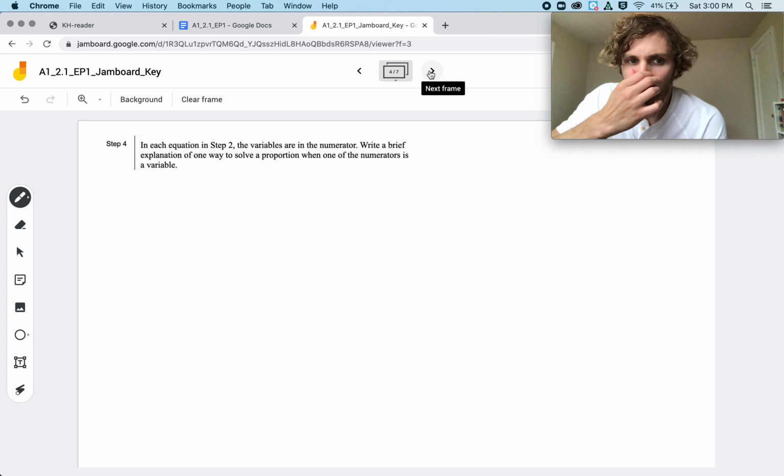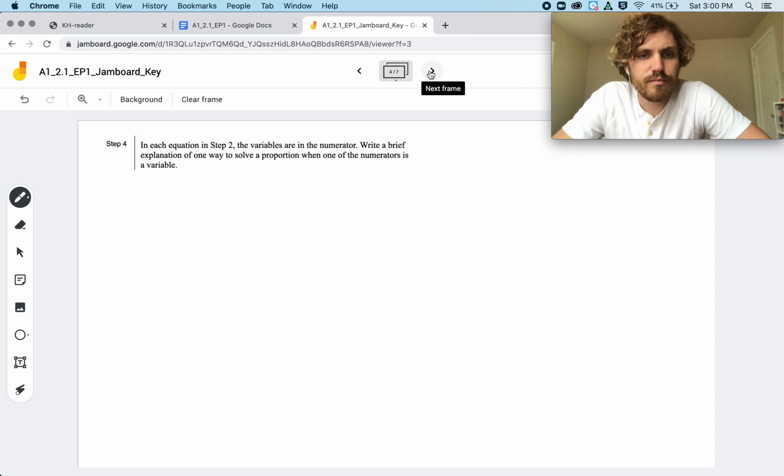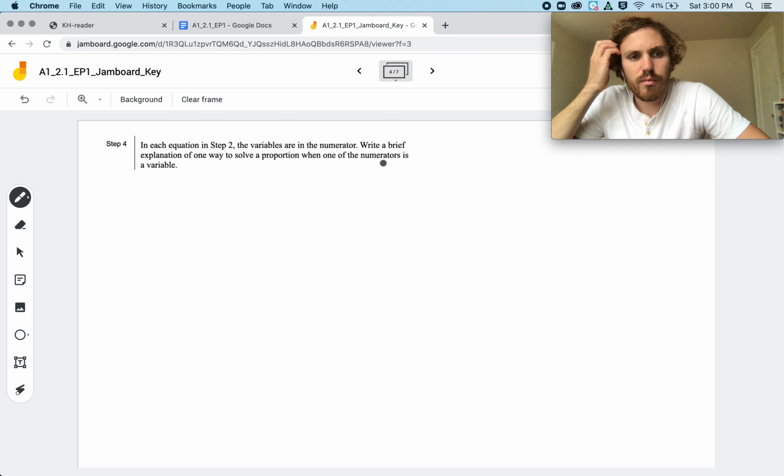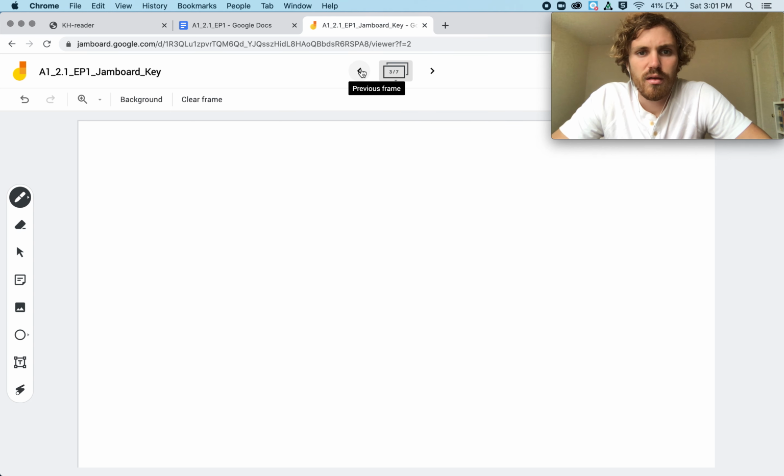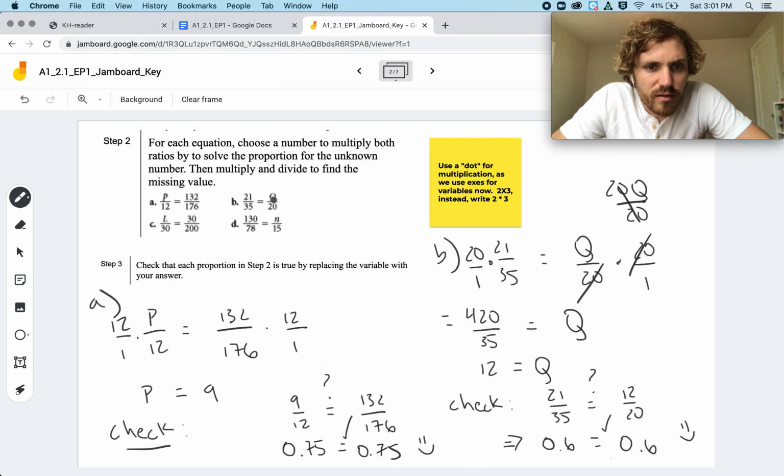For step 4, we have the question: in each equation in step 2, the variables are in the numerator. Write a brief explanation of one way to solve a proportion when one of the numerators is a variable. So coming back here, we can see that we've got variable, variable, variable, variable, and what I'm noticing is that we multiplied both sides of the proportion by the number that the variable is divided by.